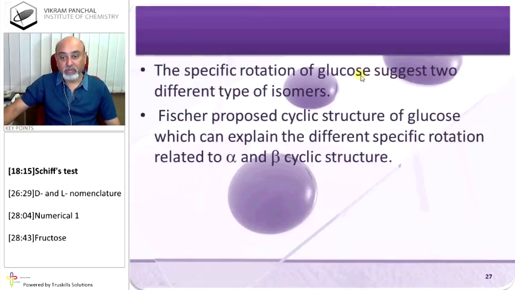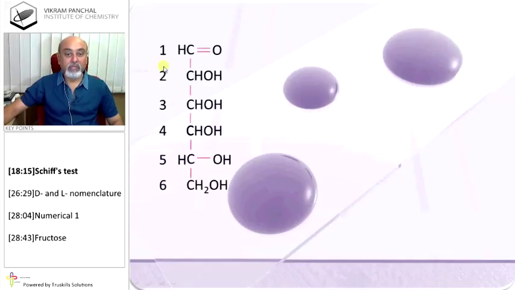So the specific rotation of glucose suggests two different types of isomers. Fischer proposed a cyclic structure of glucose, which can explain the different specific rotation related to alpha and beta cyclic structures. This is the open chain structure of glucose. There are 6 carbons. The 5th carbon has a CHOH group.